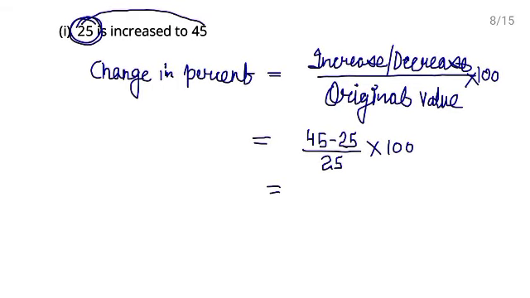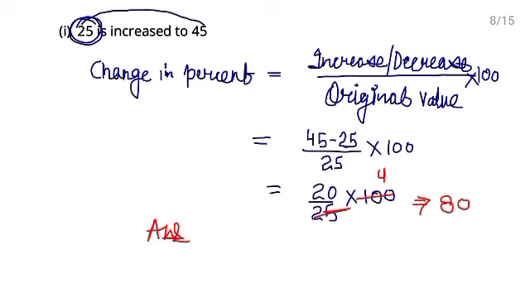Now 45 minus 25 is 20/25. Multiply 100. 25 fours are 100. 20 fours are 80. So change in percent is 80%. Answer will be 80%. Next, 200 is decreased to this.